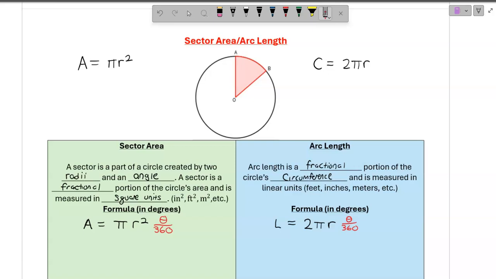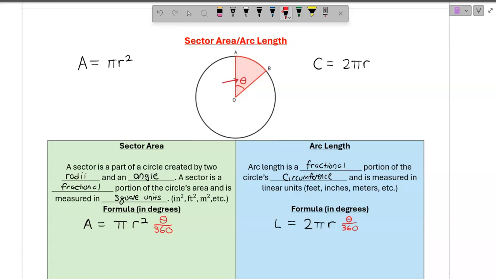Now, what we're going to do in this lesson is talk about fractional parts of the area and fractional parts of the circumference. We're going to use the term sector area to refer to part of an area, and arc length as part of the circumference. The way that we measure how much of the circle we want is denoted by a central angle, denoted right here.